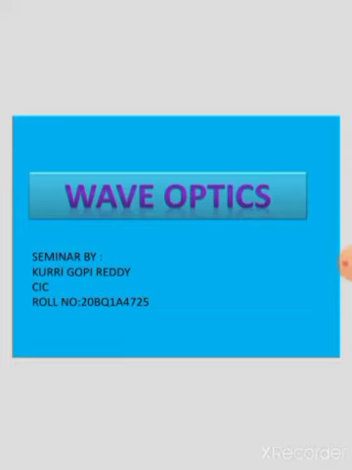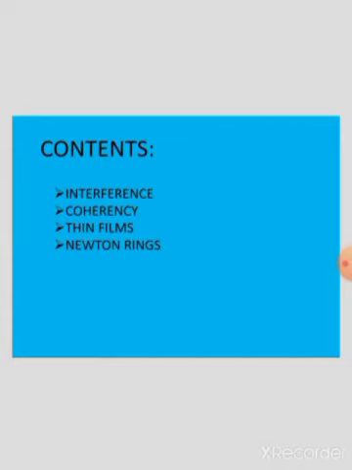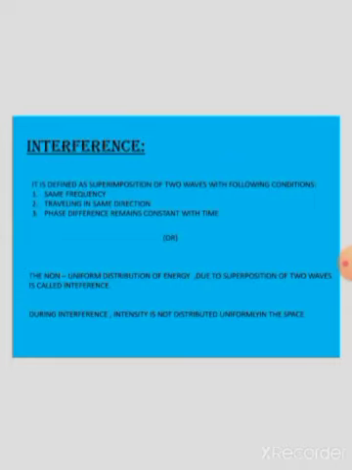Today in this session, I am going to explain the following topics in the chapter Wave Optics. Let us have a look at the topics. They are interference, coherence, thin films, and Newton rings. First, let us see about interference.